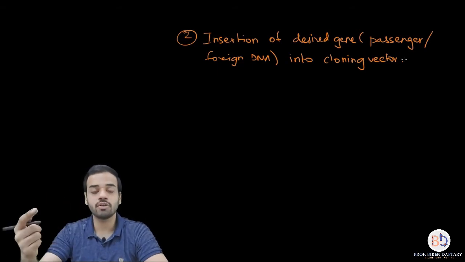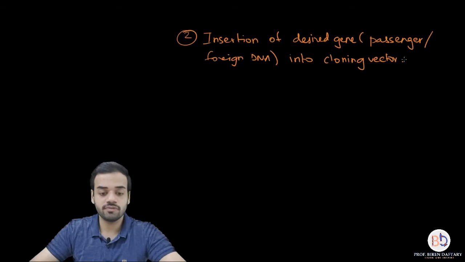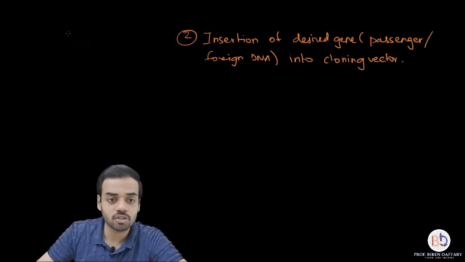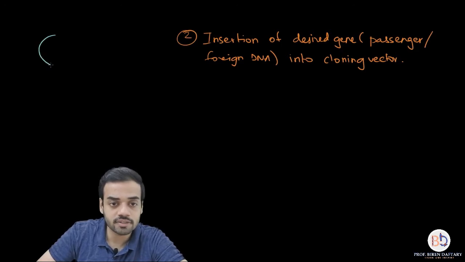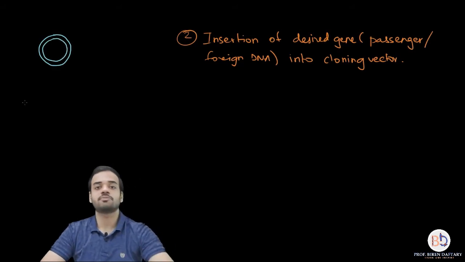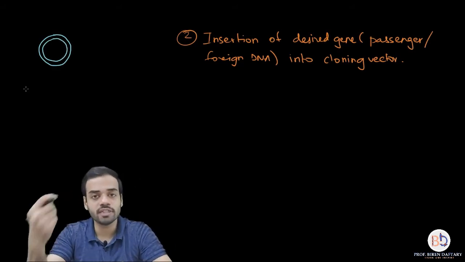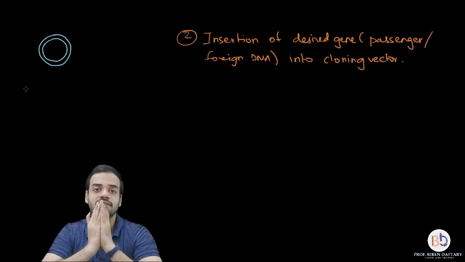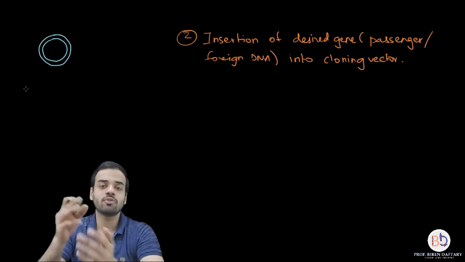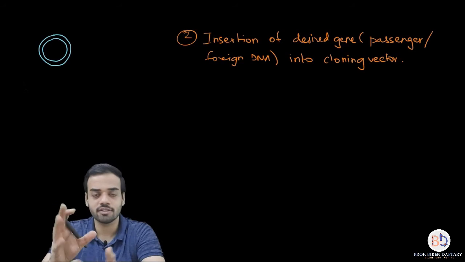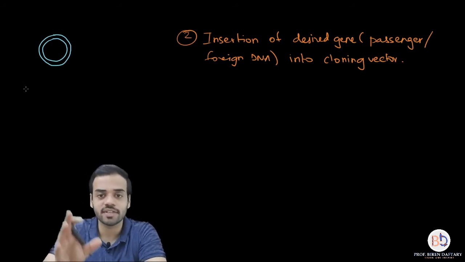So now what are we going to do? Suppose this is your cloning vector on the right side, and just imagine we are using a plasmid as the cloning vector, the plasmid pBR322. This is your plasmid. It is going to have an origin, marker genes for antibiotic resistance, a promoter, an operator, all those parts which are the properties of a cloning vector. So this is your plasmid which we are taking as a vector.